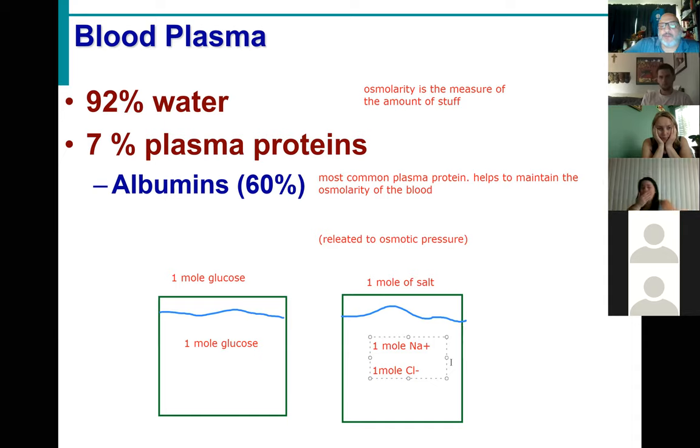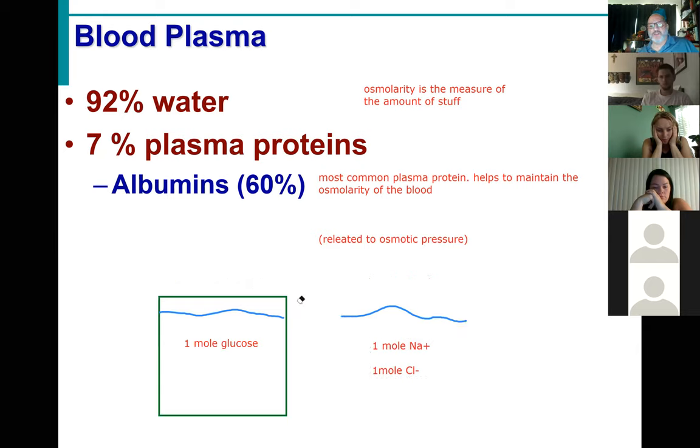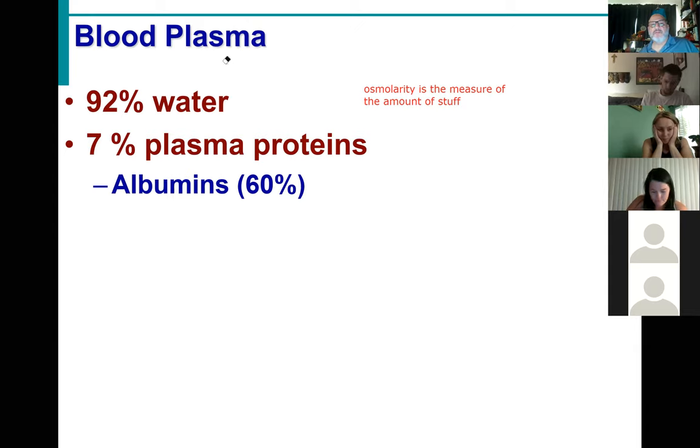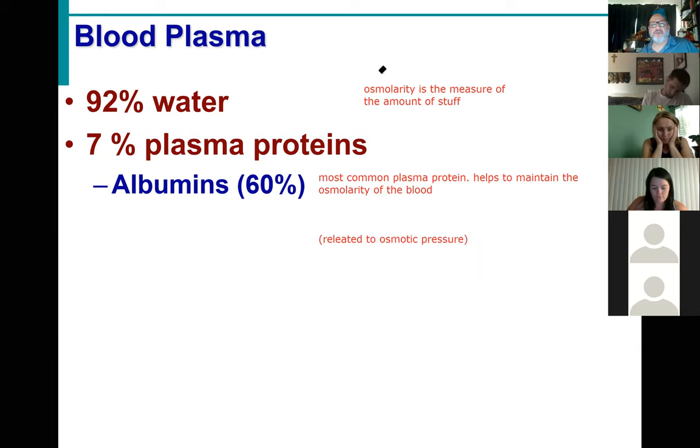So albumin, being the primary protein, is the primary thing that is in the water that helps us to maintain our osmolarity. Now, it isn't just about things. Albumin does have some functions. So many of our plasma proteins help us to maintain the ion composition of our plasma too.